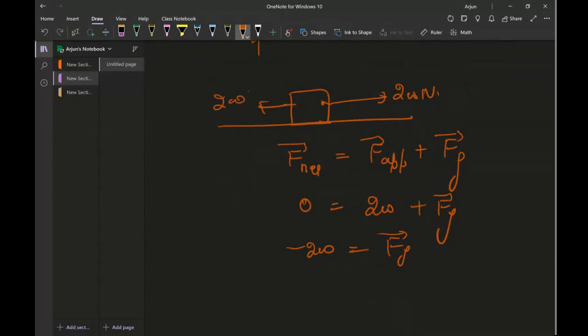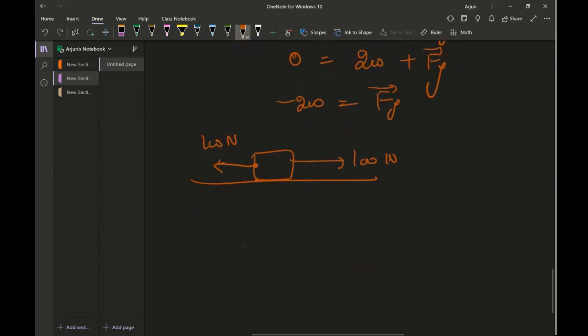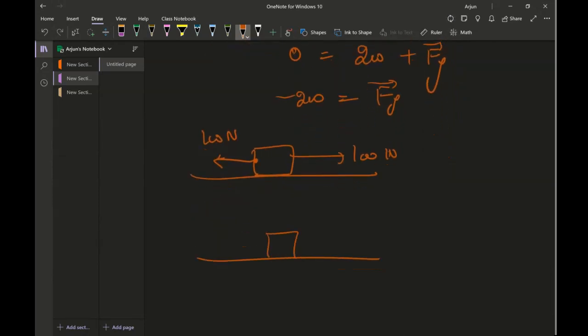So negative 200 Newton. If I look into both the questions, when I was applying 100 Newton force in the positive direction, then force of friction was 100 Newton, only 100 Newton force was acting in the opposite direction. On the same box, it's still not moving. I'm applying 200 Newton, and how much force is acting in the backward direction? 200 Newton. So this applied force is dictating the terms. This is deciding how much the force of friction is.